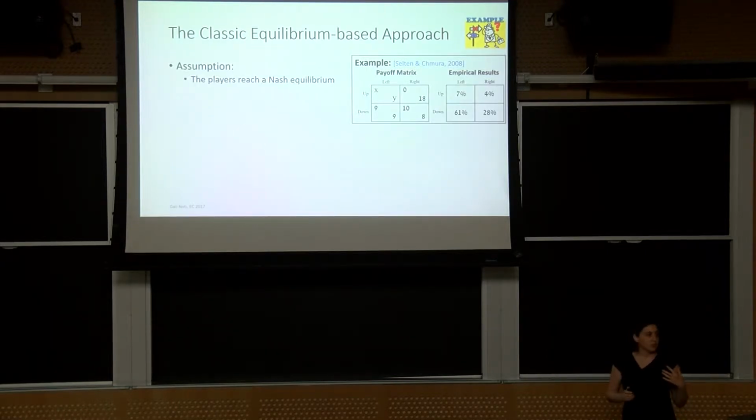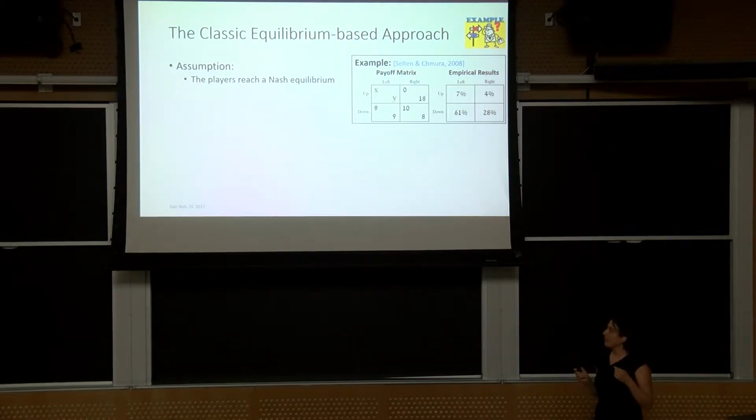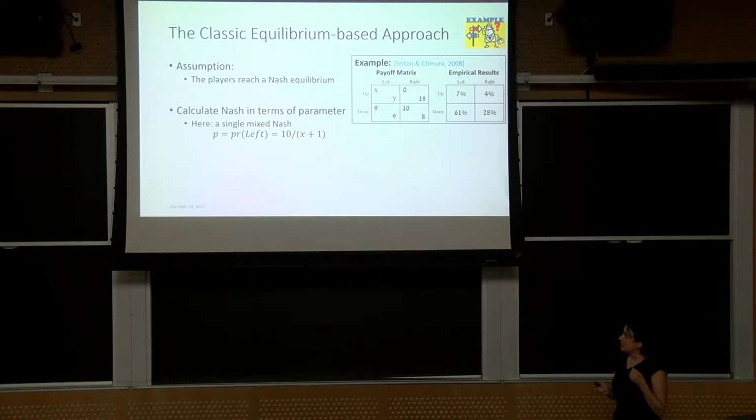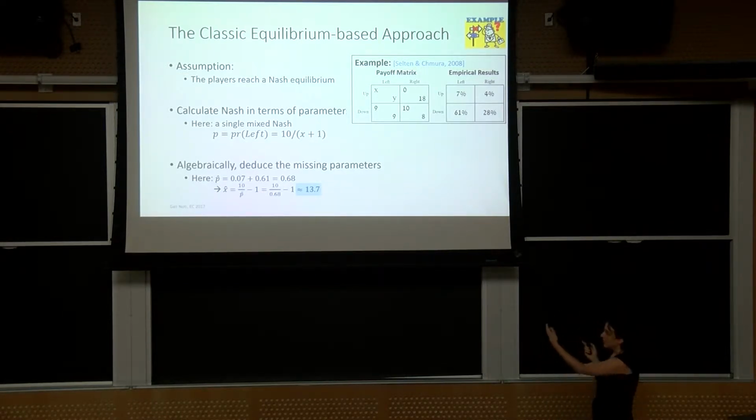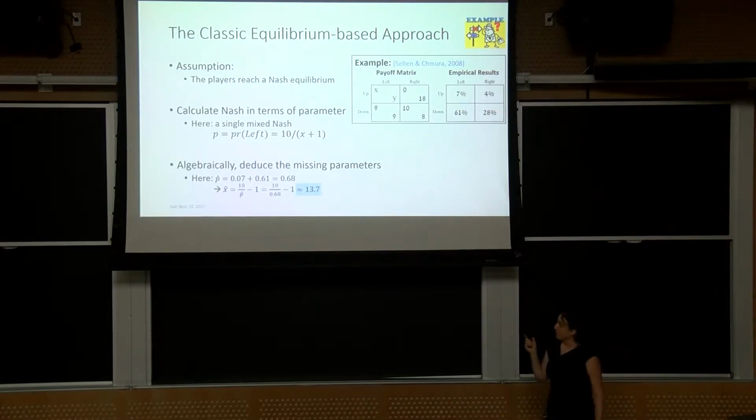And the standard approach is to assume that the players reach a Nash equilibrium of the game, and then we can just calculate this Nash in terms of the missing parameter, and in this example that will be pretty simple since there is only a single mixed Nash equilibrium where the column player must play left with a probability of 10 over x plus 1. And then we can just extract an estimate for x by substituting the empirical frequency. We observed that the column player actually played left, and then we get in this example 13.7 here.